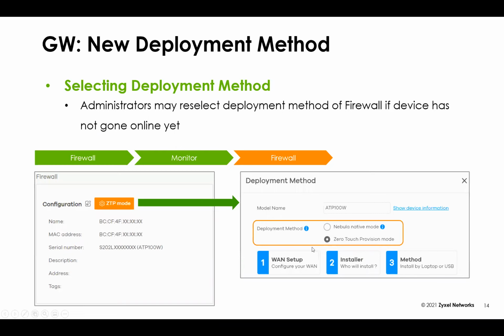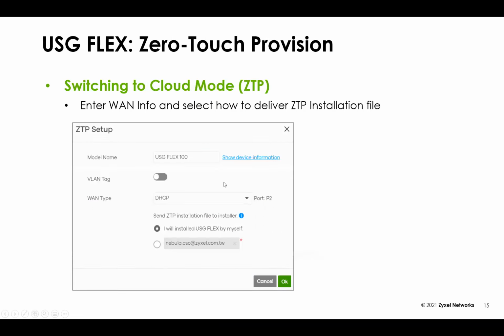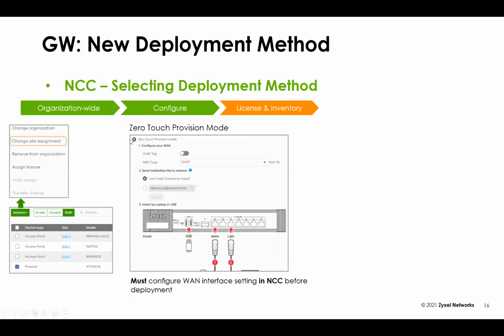In Zero Touch Provisioning mode, you have to configure your WAN, choose who the installer is, and then choose your method of how you want to install it. For instance, here, we put our information in, we put our WAN type as DHCP, and it's automatically bound to WAN port 2. You then choose how you install it. If you have it sent to an email, you put your email address in. If you want to install it yourself, you'll be given a file in your email that you can put into a USB and then pop that USB directly onto the device. Once you've done that, it basically gives you the steps on how to set it up.